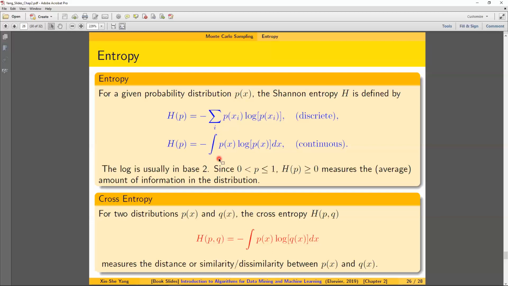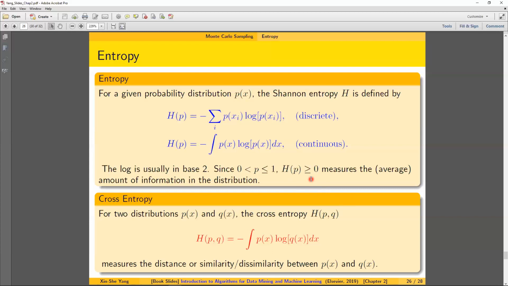And for continuous, instead of using a sum, you use integration. The log is usually base 2, and we know that p is between 0 and 1, so H(P) is larger than or equal to 0 and measures the average amount of information in the distribution. Because p is between 0 and 1, log p is less than 0, so the negative sign makes it positive. We call it Shannon entropy.